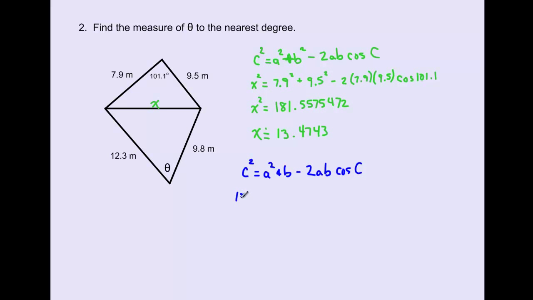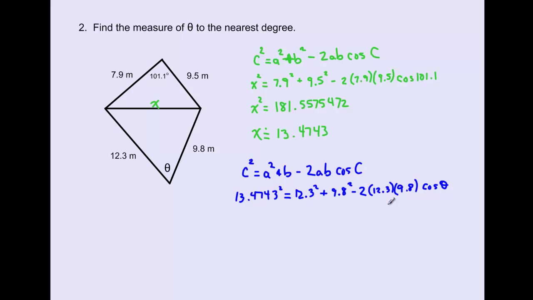So 13.4743 all squared equals a squared. Again, these sides don't matter. So 12.3 squared plus 9.8 squared minus 2 times 12.3 times 9.8 times the cosine of theta. We don't know what theta is, so we're going to keep it as theta.